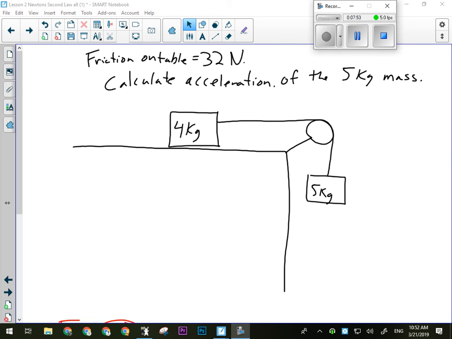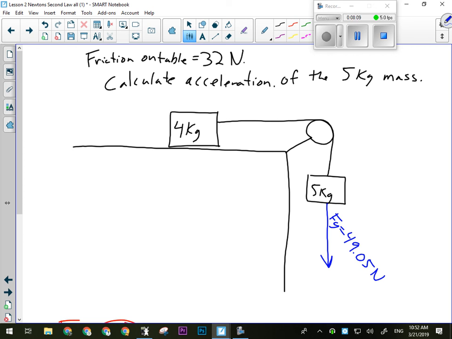Okay, so first step here, we got to identify the forces that are acting within this system. All right, obviously gravity is acting on the 5 kilogram mass. Right, m times g is going to give us 49.05 newtons worth of force there. Everyone okay with that? Okay, forces acting on the 4 kilogram mass, gravity, and what's that force? The natural force, normal force, reactive force, whatever.